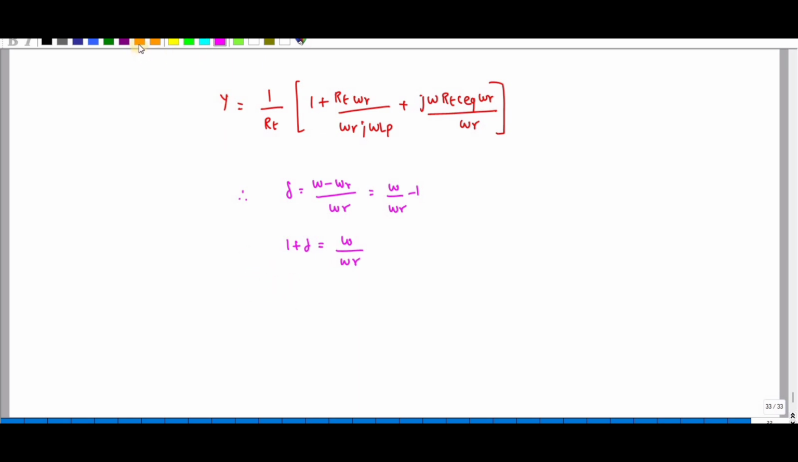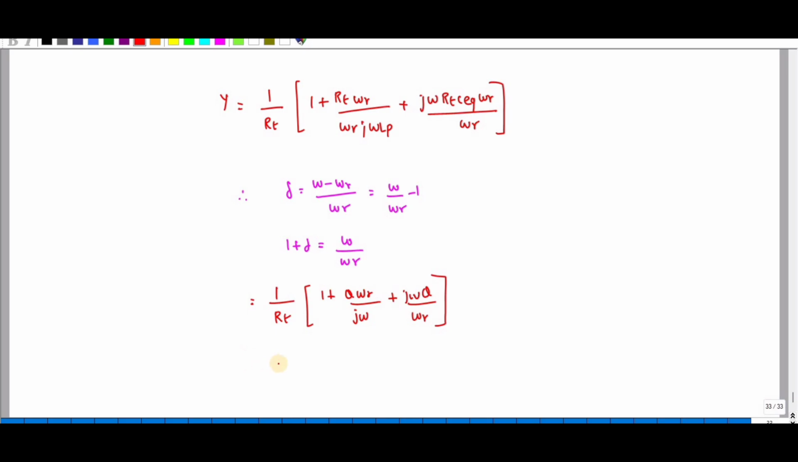So now you substitute this one, 1 divided by RT, 1 plus what is omega r LP divided by T, that is nothing but Q. Okay, so Q omega divided by omega r, plus j omega Q divided by omega r.